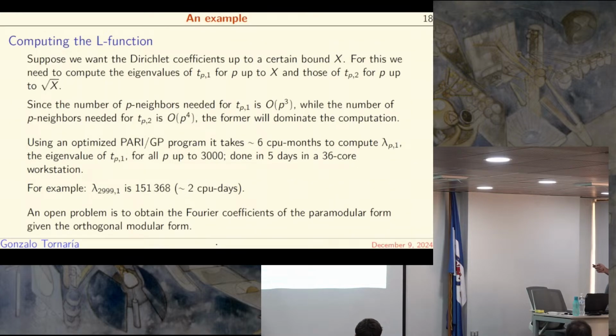And I should say an open problem is how to obtain the Fourier coefficients. So I kind of cheated. We don't really compute the paramodular forms. We compute the automorphic form, meaning we know how to compute the eigenvalues, which is what we want for the L function. But the paramodular form actually has more information a priori, which is the Fourier coefficients. Of course, by multiplicity 1, the information has to be there somehow, but we don't know how to recover it. So that's a disclaimer.